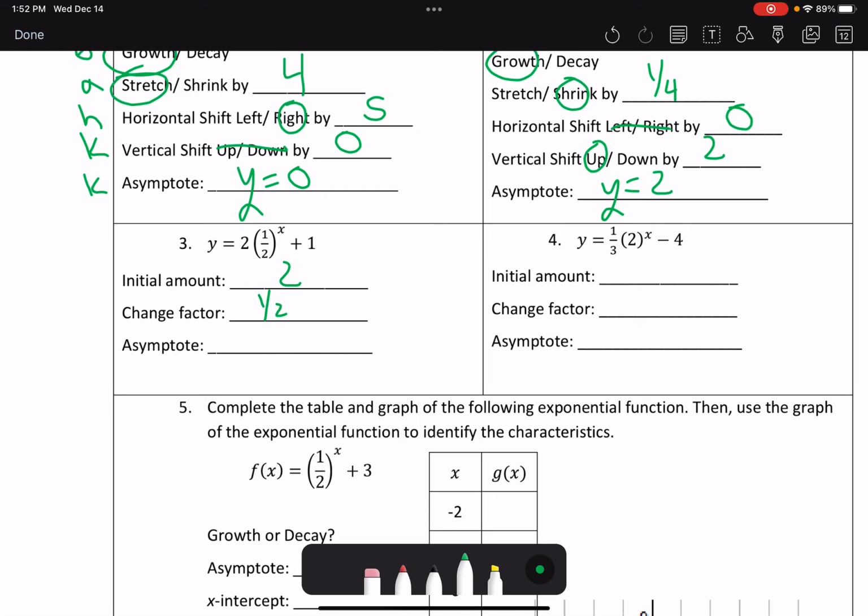For number 3, our initial amount is 2. Our change factor is 1/2, and our asymptote is at y equals 1. For number 4, our initial amount is 1/3. Our change factor is 2, and our asymptote is at y equals negative 4.